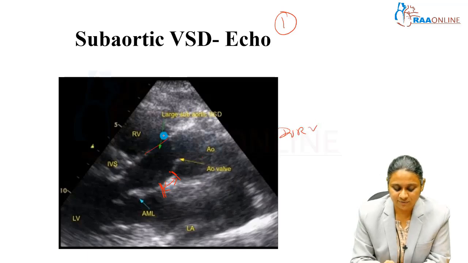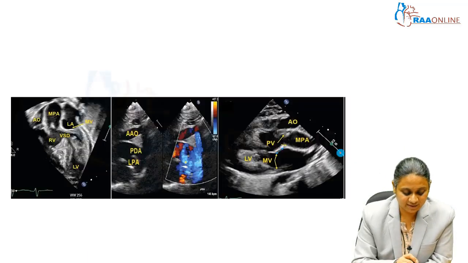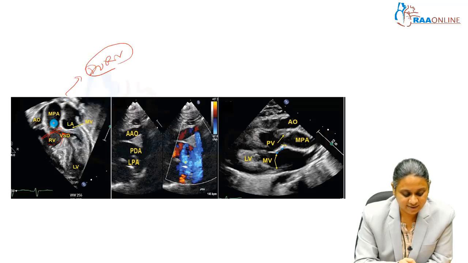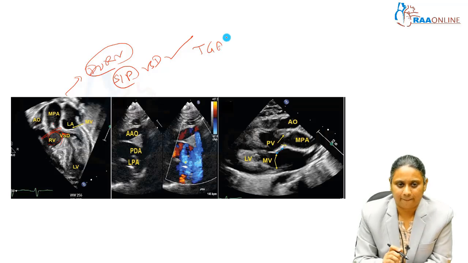And then there is the presence of the large VSD which is almost committed to the aortic valve. So this is a TOF type of DORV. This is the other type. So this is a subcostal view. This is the RV and aorta. 100% pulmonary artery, 100% is committed to the RV. So definitely DORV, and the VSD is present below the pulmonary valve. So this is the subpulmonic VSD, the pattern commonly seen in TGA.